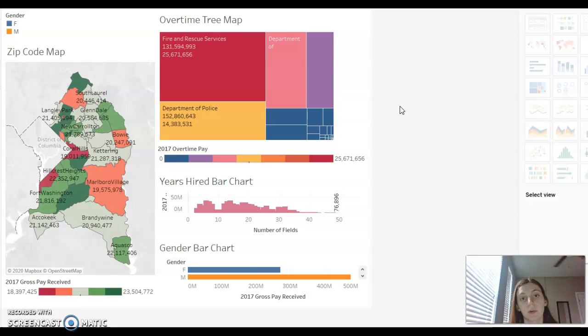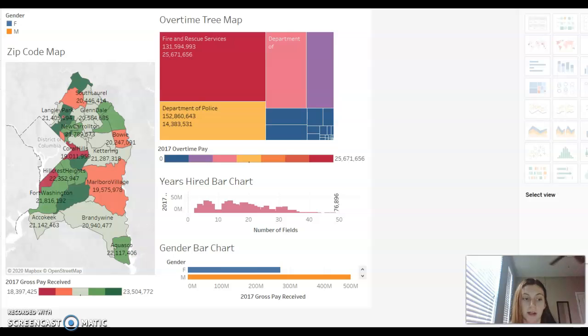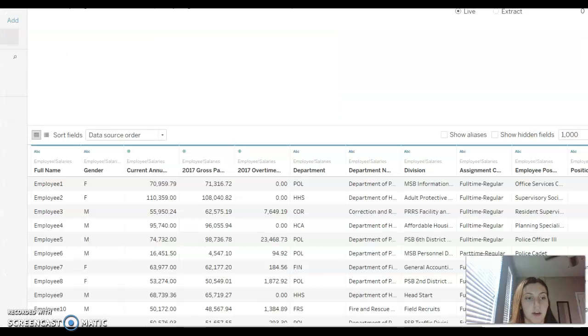This one is on employee analysis. So first we start out, this is the extra credit assignment. First off, I'm going to go through the data source. So here is the data set.